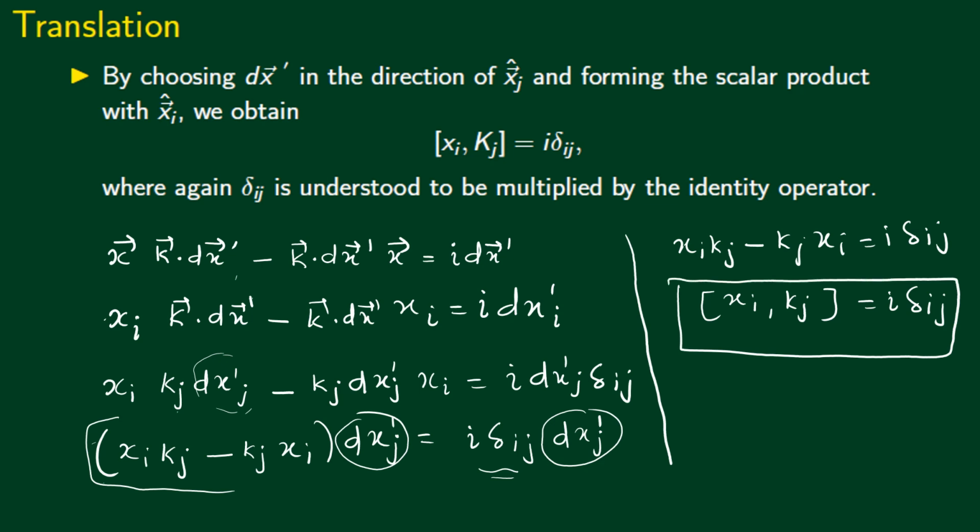Now this means that if I take x_1 with k_1, I get i. If I take x_1 with k_2, I get 0, etc. So the commutator of x_i with k_j is i delta_ij.